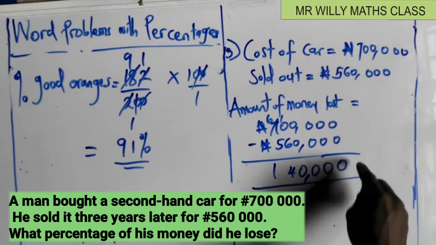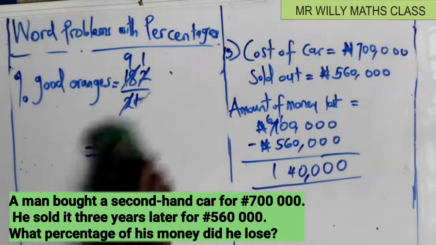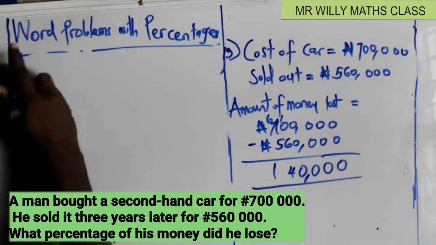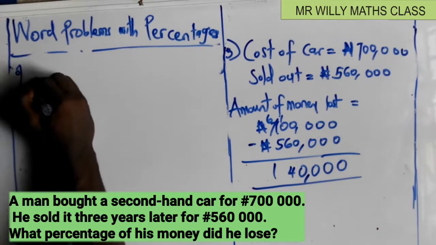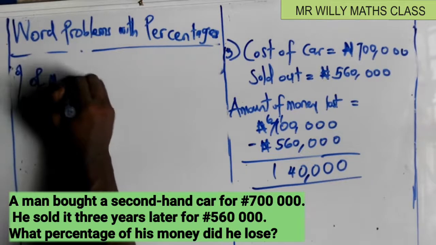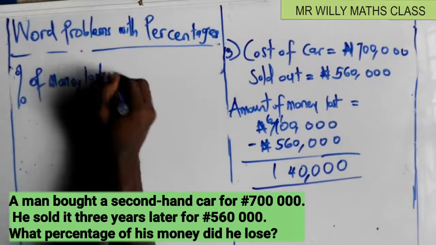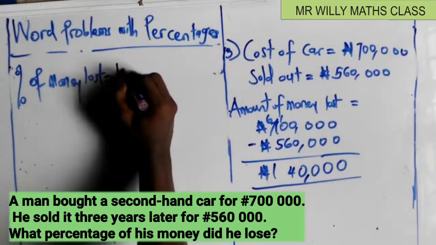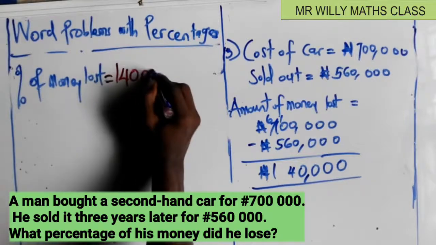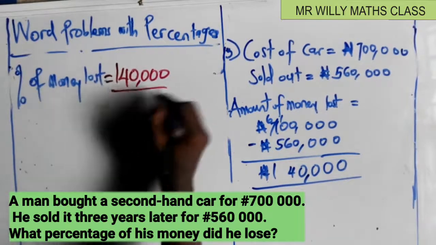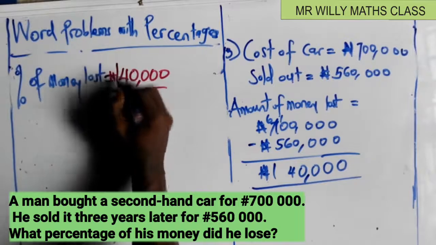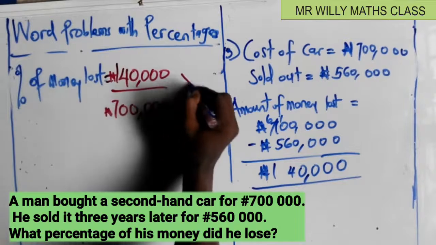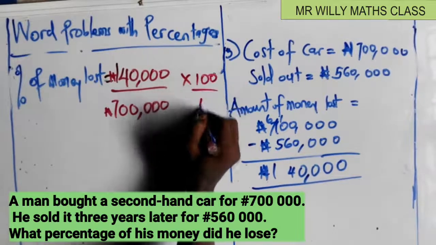So this 140,000, we're going to express it in percentage. So the percent of money lost. Let's calculate the percentage of money lost. That will be 140,000 divided by the total amount of money, which is 700,000 naira, times 100 over 1. So we are going to break it down.